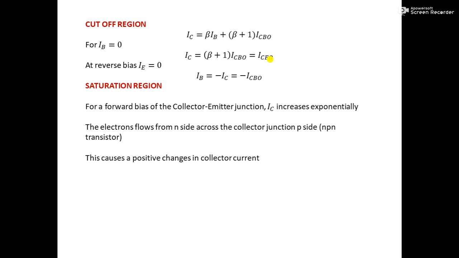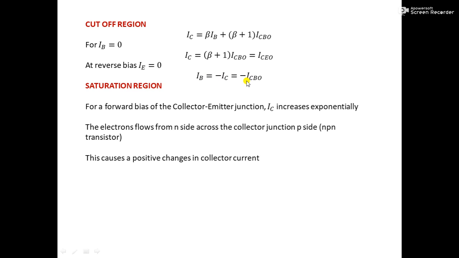For the transistor to cut off, IB equal to 0 is not enough, and we need to give a reverse voltage to the emitter base junction of the order of 0.1 volt for germanium and 0 volt for silicon. At reverse bias, IE is equal to 0. We know that IE is the sum of IC plus IB. So if IE is equal to 0, then IB is equal to minus IC, which is equal to minus ICBO, and thus we get the cutoff of the transistor.